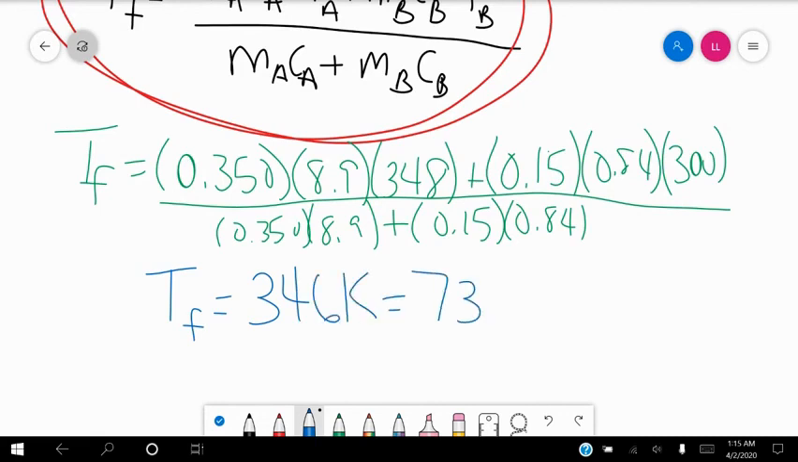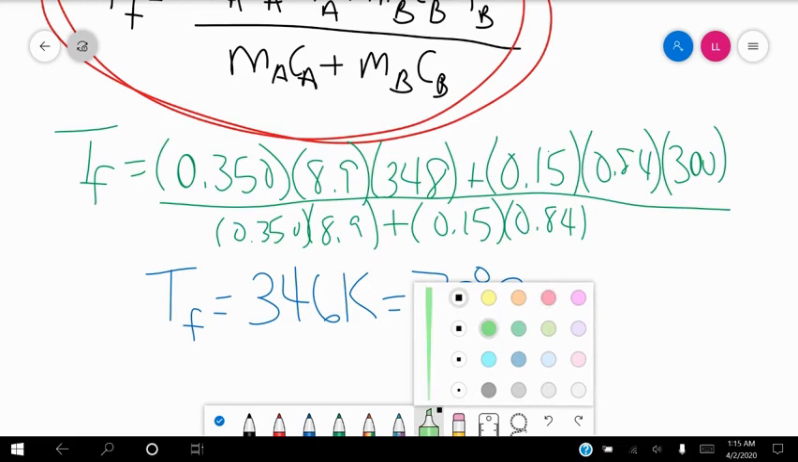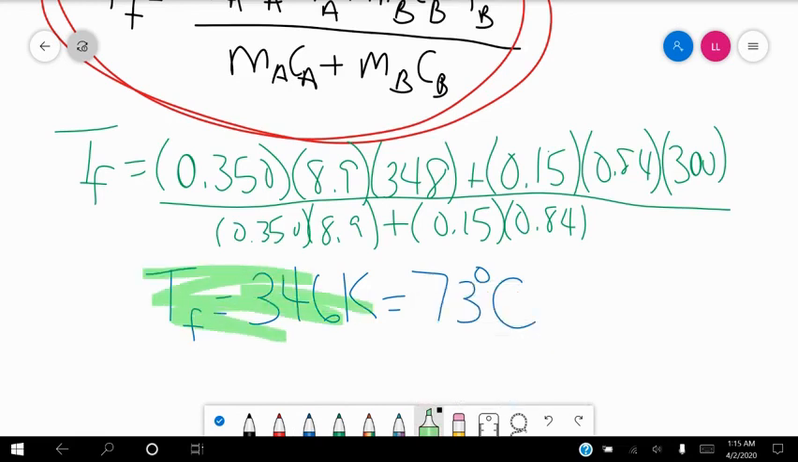But they may ask you what it is in Celsius. That would be 73 degrees Celsius. So here is your answer. Thermal equilibrium would happen at 346 Kelvin, or 73 degrees Celsius.